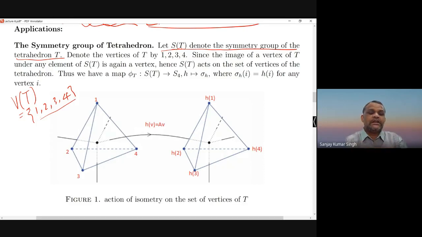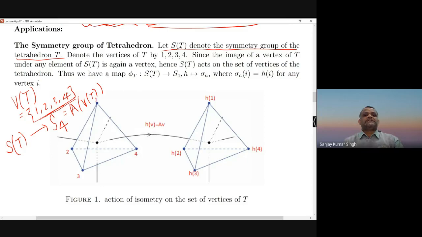So it is the same as saying that there exists a group homomorphism from S_T to the symmetry group of this set. And what is the symmetry group of this set? It is a set with 4 elements, so all bijective maps from a set of 4 elements to 4 elements, we have already defined as S4, the permutation group of 4 symbols 1, 2, 3, 4, which is of course this A_VT. So now action means I get a group homomorphism from here to here.